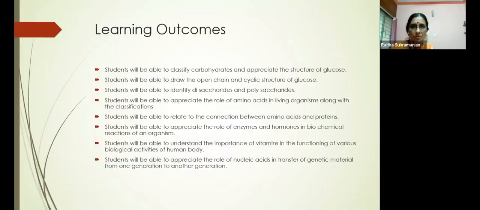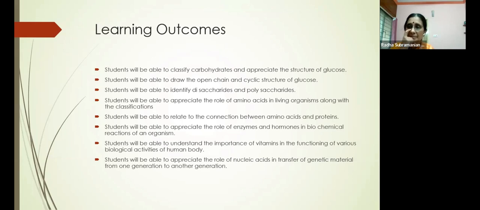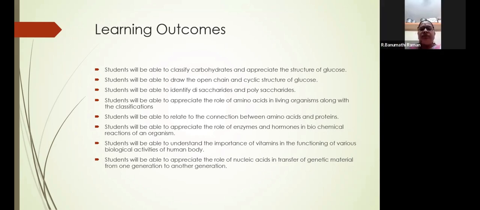Okay. So learning outcomes, as usual, we'll take up the learning outcomes. Students will be able to classify carbohydrates and appreciate the structures. Students will be able to draw the open chain and the cyclic structure of glucose. This comes only after children know how to deduce the structure. This deducing structure of glucose, they have not asked till now. Have I missed any time where they have asked us? They never asked to deduce.